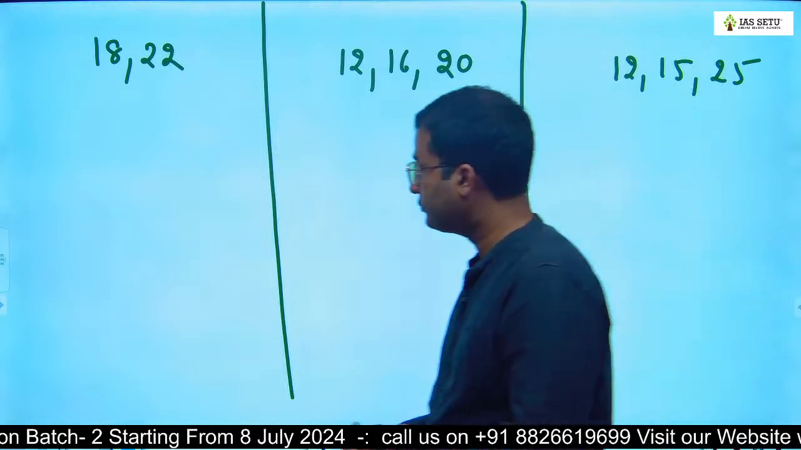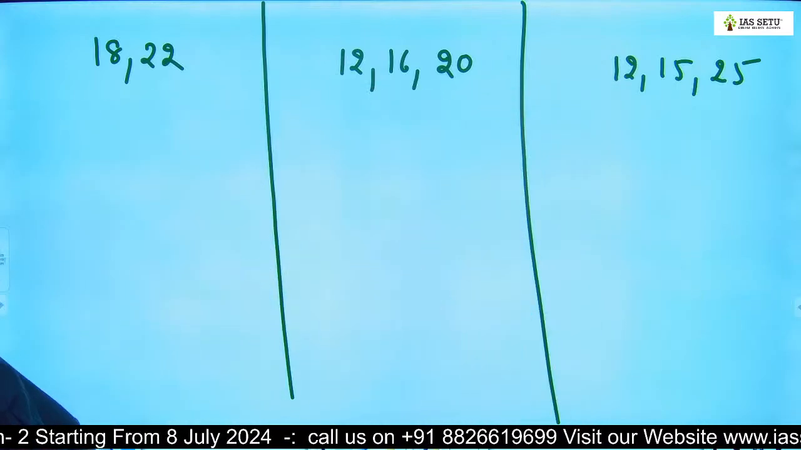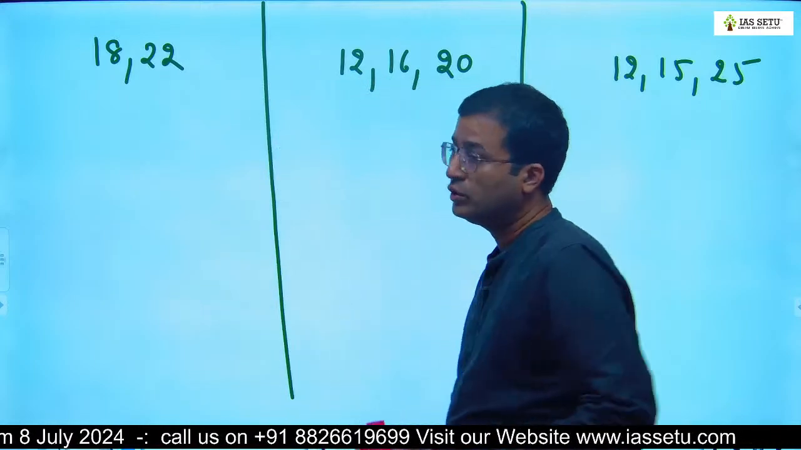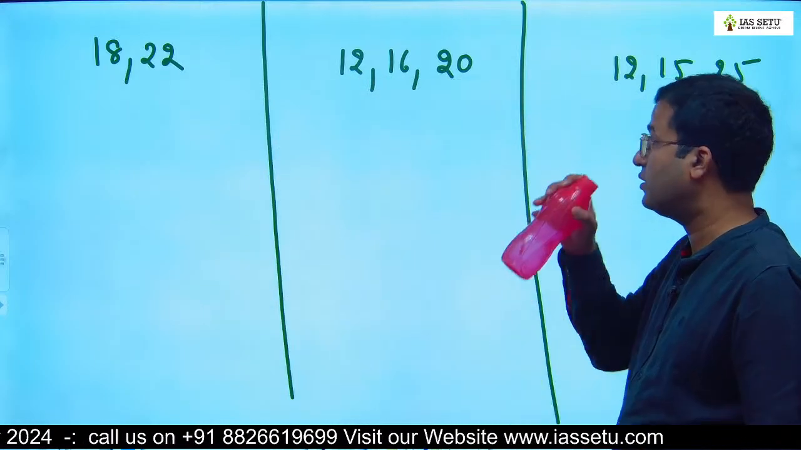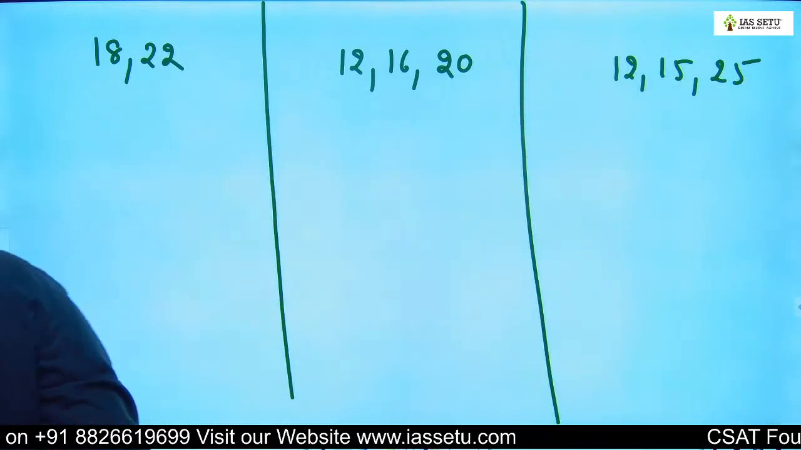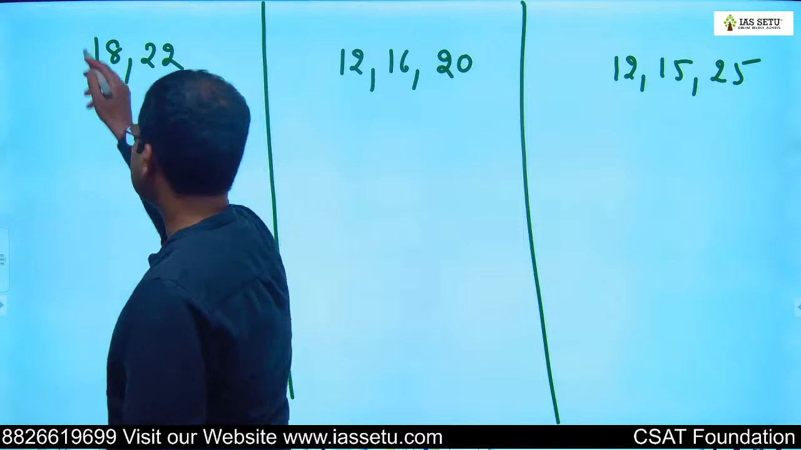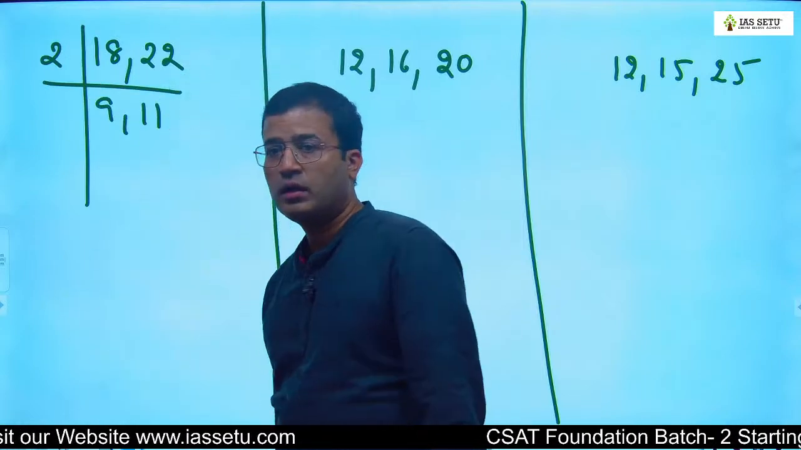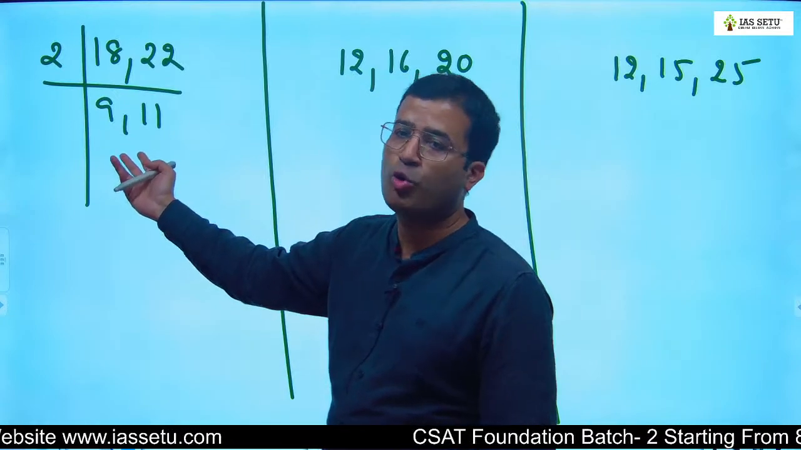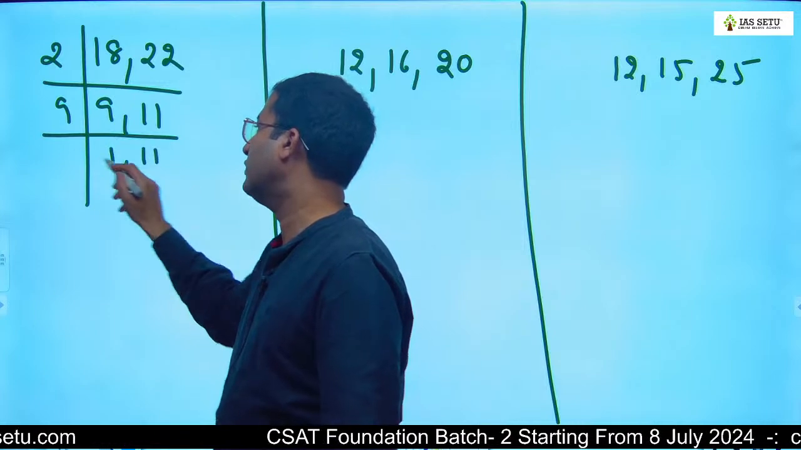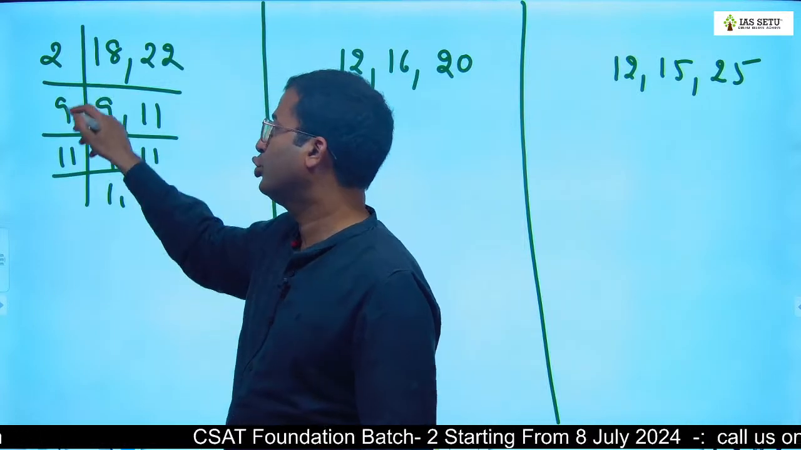Done. What is your answer? 198, 240. We take 2, 9 and 11. The moment you find these two numbers are co-prime, you can't take any other common factor. 11, 2 into 9 into 11.